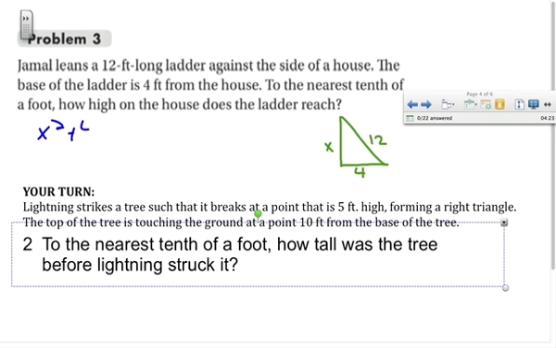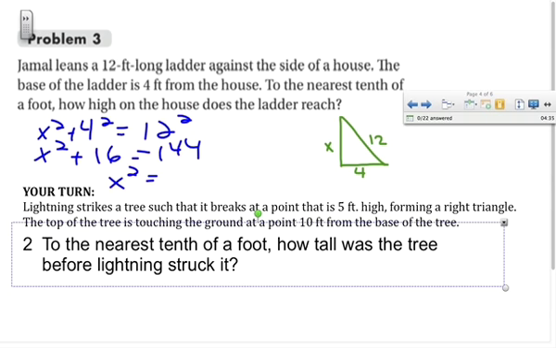Fantastic. X squared plus 4 squared equals 12 squared. Simplifying our equation, we have x squared plus 16 equals 144. So x squared is 128. And notice this time the instructions are asking us to the nearest tenth. Read the questions, ladies and gentlemen. This time, we don't have to worry about simplifying the radical. Just evaluate in your calculator what the square root of 128 is. So that's 11.43.